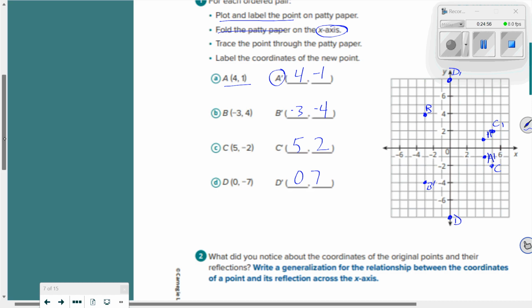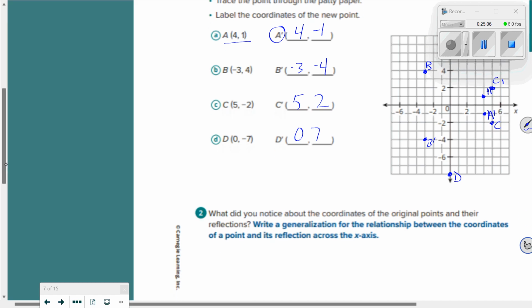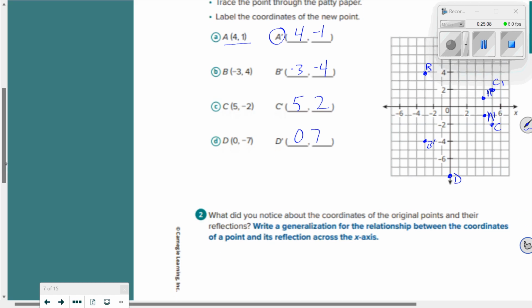When I look at this, what do I notice about the coordinates between my original points and my reflections? Asher? Okay, same distance from 0 on the x-axis. What about the y-axis?